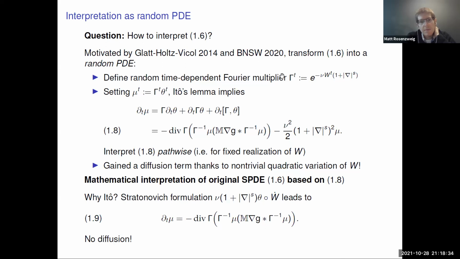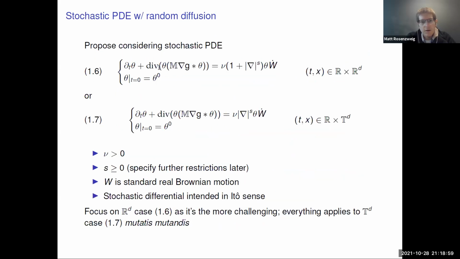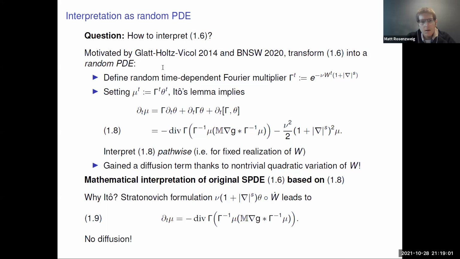Well, let's define a time-dependent Fourier multiplier, γ_t, where it's just this exponential right here, where W is the Brownian motion. And this makes sense for a fixed path of the Brownian motion. It's almost surely a locally Hölder continuous process. So this is well defined. And then I'm going to set μ_t to just be equal to γ_t applied to my solution θ_t to this equation right here. So a formal application of Itô's lemma would show that the time derivative of μ satisfies this equation down here.